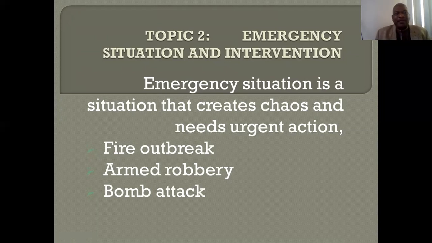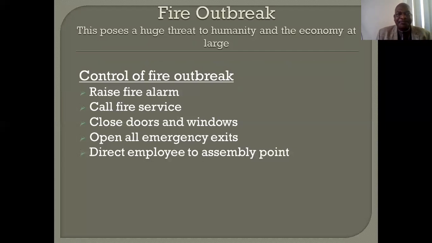1, we have fire outbreak. In a situation whereby you have a fire outbreak in your house or in your company, there are certain procedures you also need to follow. We also have armed robbery and bomb attack. These are the 3 examples of emergency situations that I will give you now. We can quickly discuss them one after the other.